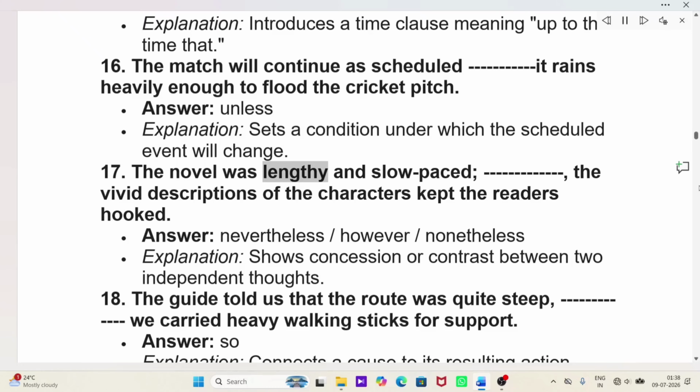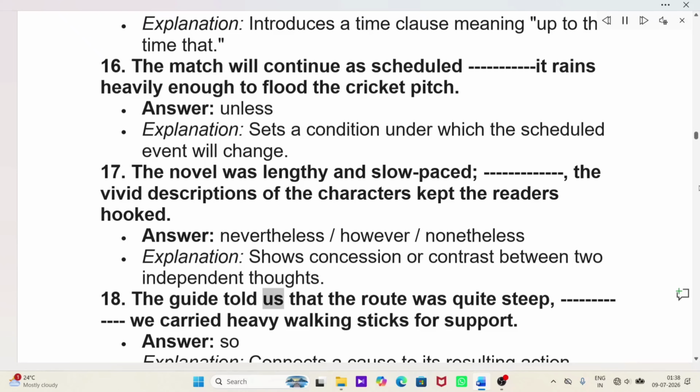17. The novel was lengthy and slow-paced, the vivid descriptions of the characters kept the readers hooked. Answer: nevertheless / however / nonetheless. Explanation: shows concession or contrast between two independent thoughts.